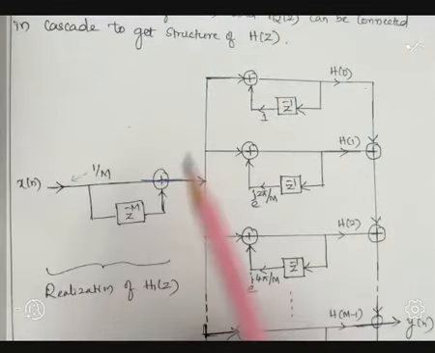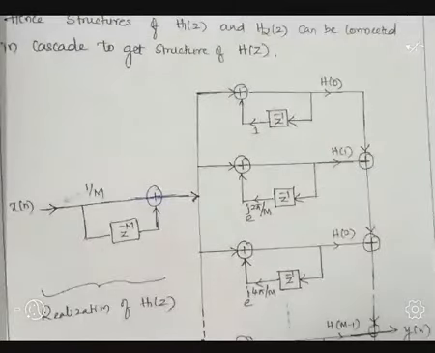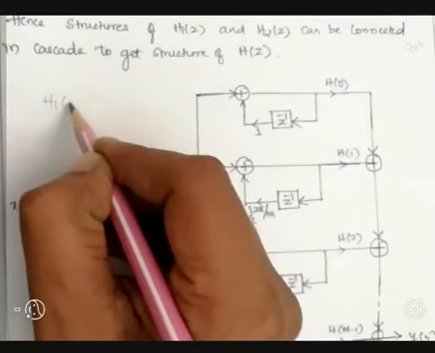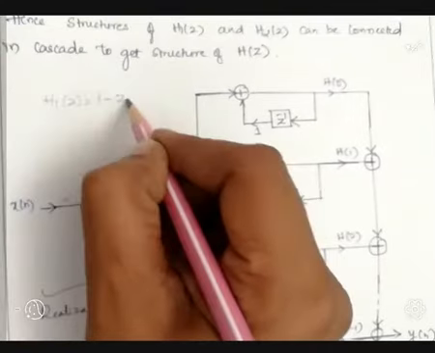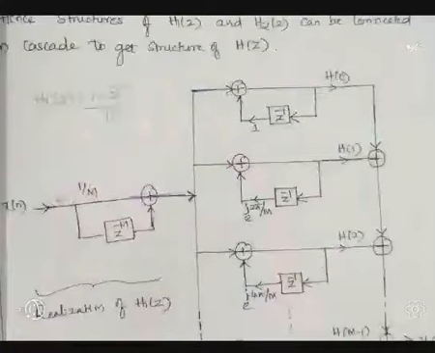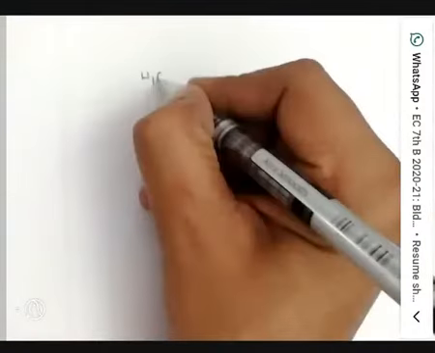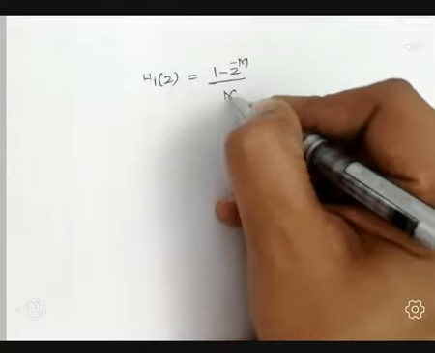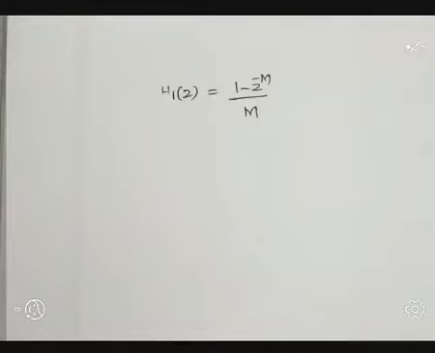What is H1 of z? Before that, I am going to simplify here. H1 of z equals 1 minus z to the power minus M divided by M. This I am going to simplify further.